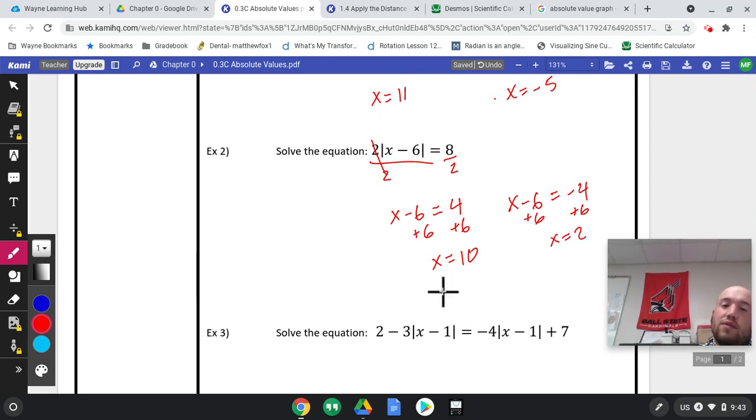Okay, now if we look here, 10, if we plug it in, 10 minus 6 is 4. 4 times 2 is 8. Or 2 minus 6 is negative 4, which becomes 4 when we take the absolute value, times 2 is still 8.